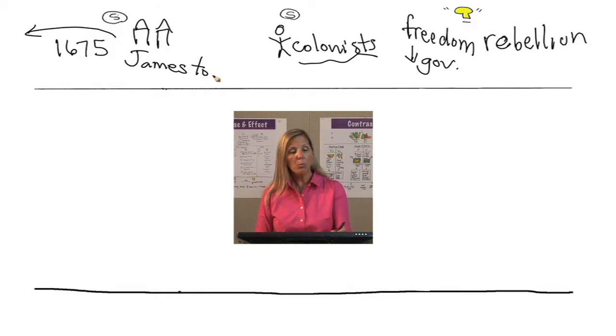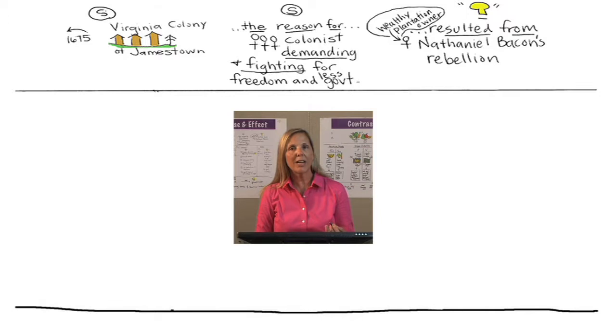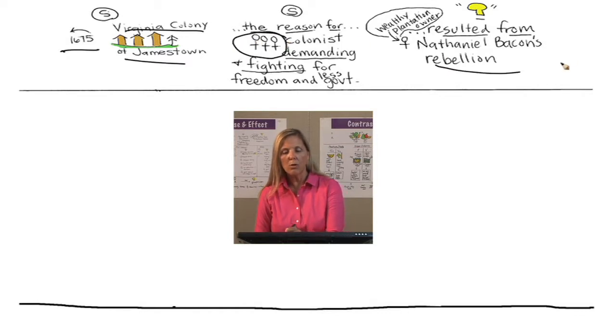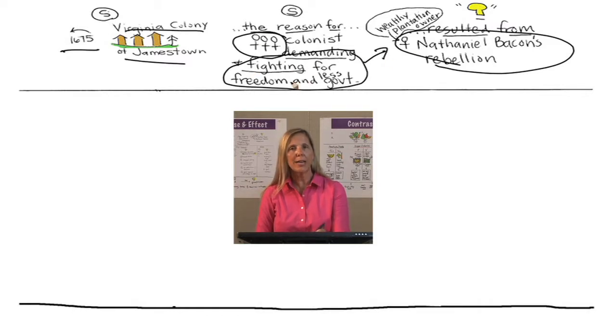Here's our SS light bulb with our key information on our organizer. You had seen how I quickly put the information on the organizer. I want to show you also a sample of what a student had done. The student wrote 1675, the Virginia colony of Jamestown. And the student started off with the colonists here, wrote Nathaniel Bacon's rebellion, and also about the fact that the colonists were demanding and fighting for their freedom and less government, which is their big idea. And they combined all that information together.